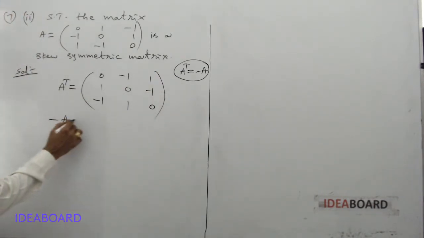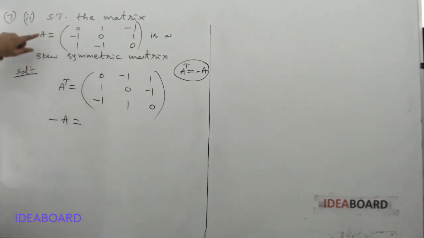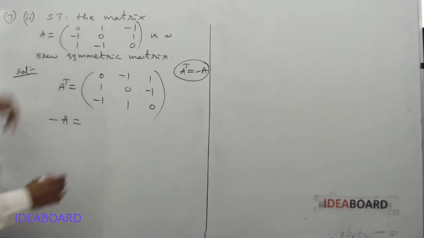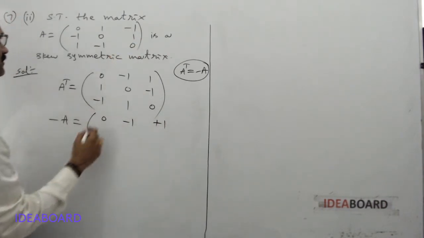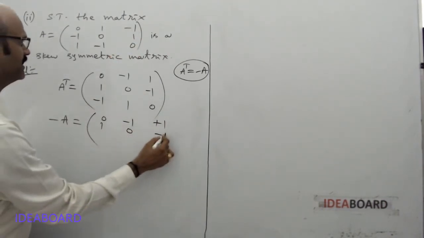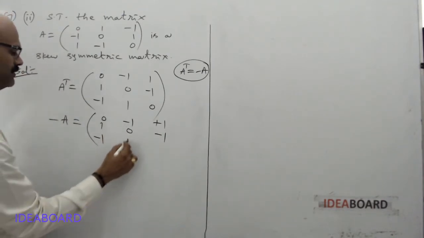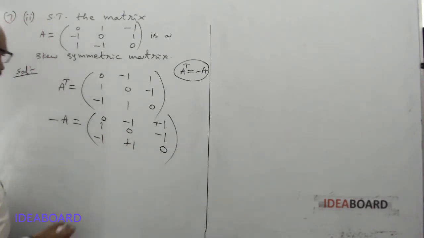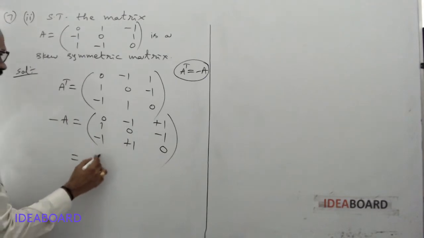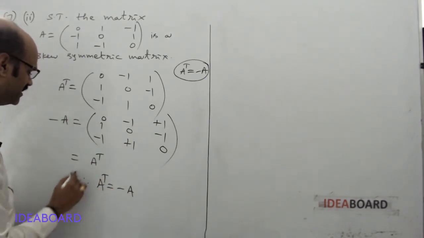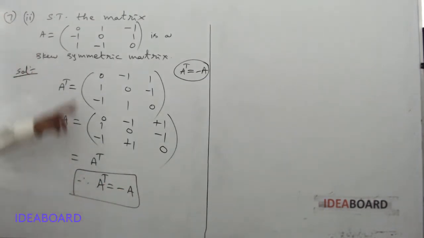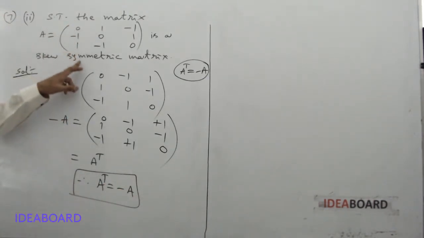Now minus A equal to, multiply each and every element of the matrix A by minus 1. So we have 0, -1, +1, 1, 0, -1, -1, +1, 0. So it implies that it's equal to A transpose. Since A transpose equal to minus A, we say that this matrix A is skew symmetric matrix, hence proved.